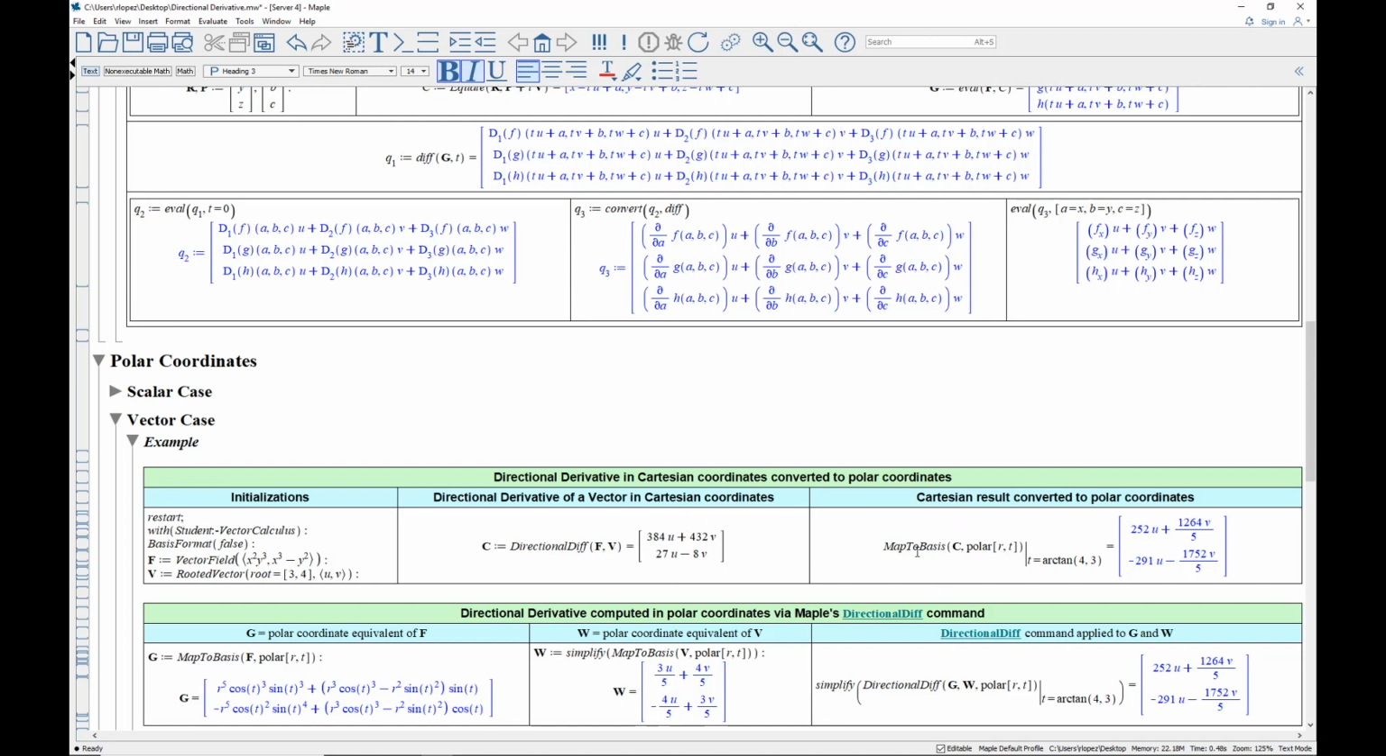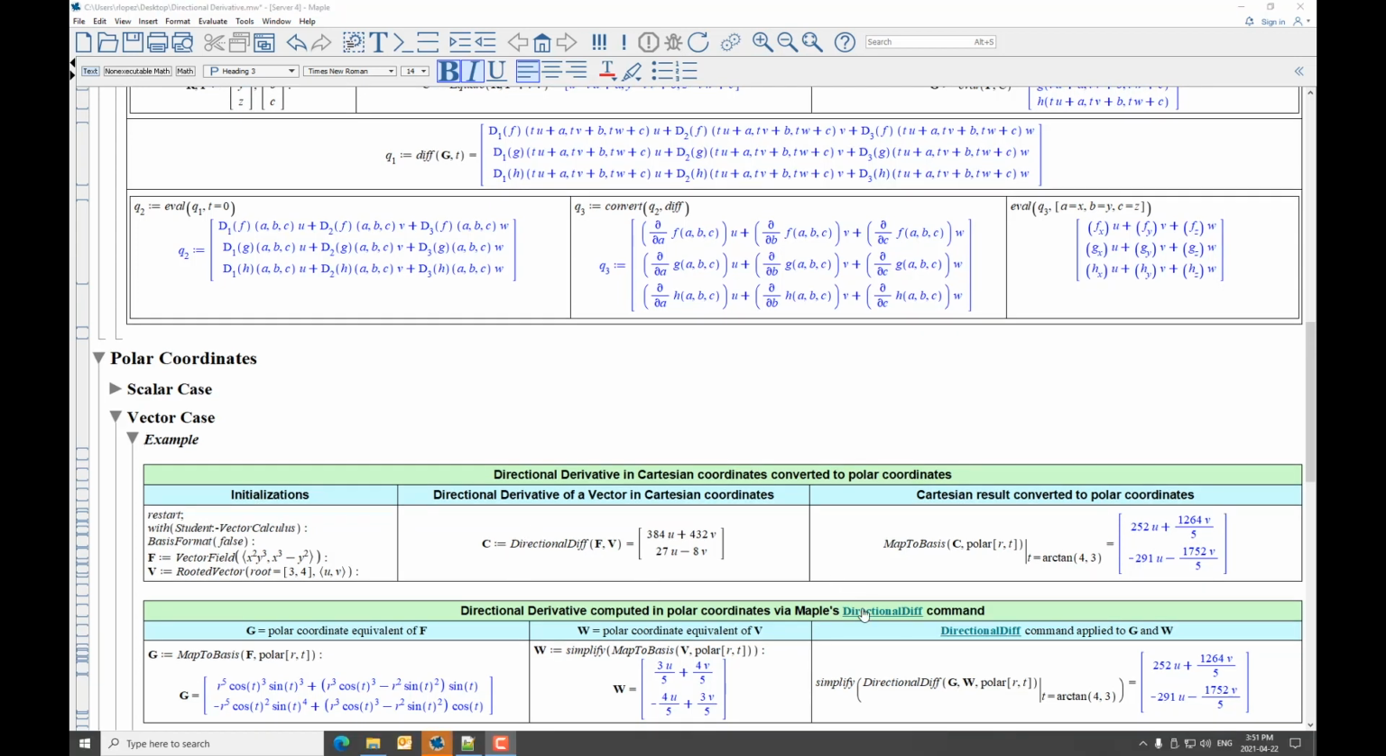Now, let's take this vector over to polar coordinates. Map to basis. That's the change of coordinate command for vector. And you change into polar coordinates. There'll be a t around, so the t is arctan 4/3. This is what results. So for this example, Cartesian over to polar, do the directional derivative in Cartesian coordinates, bring it to polar coordinates. If we work directly in polar coordinates, this is the target we should get.